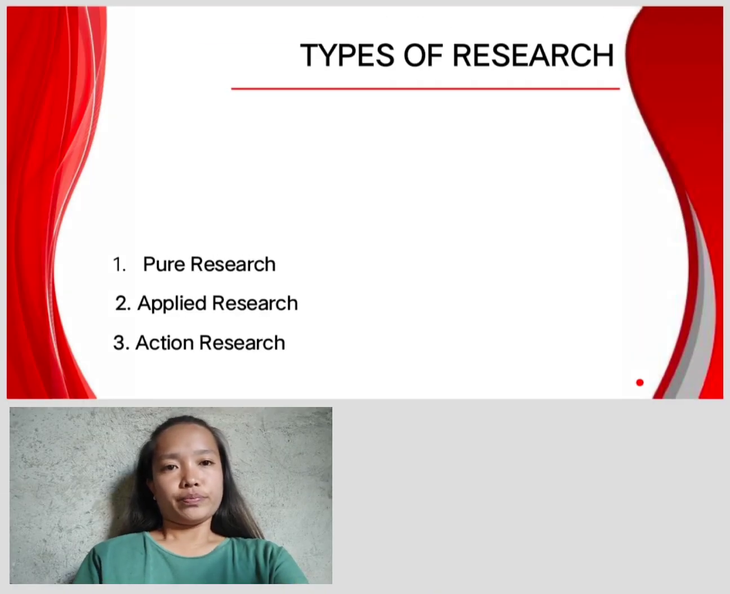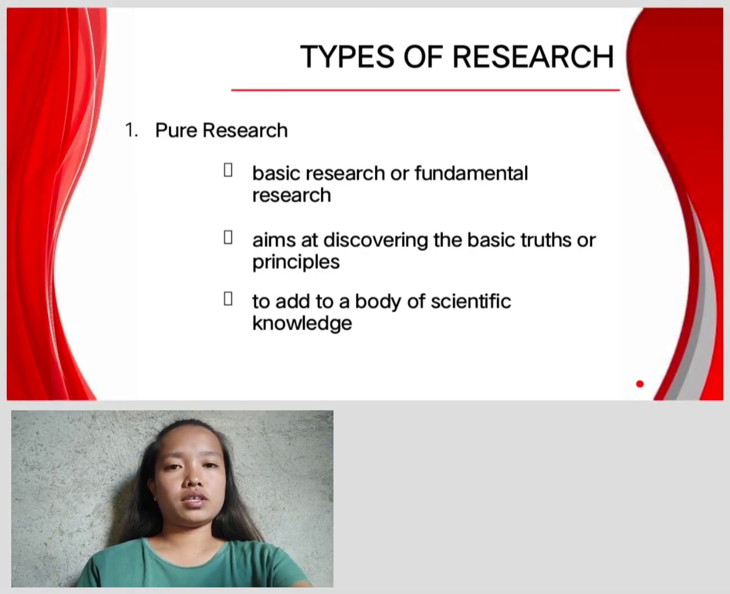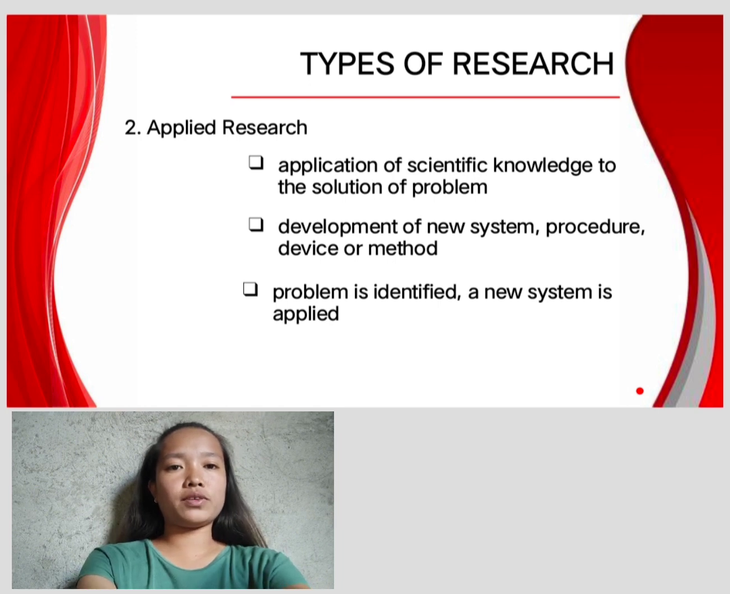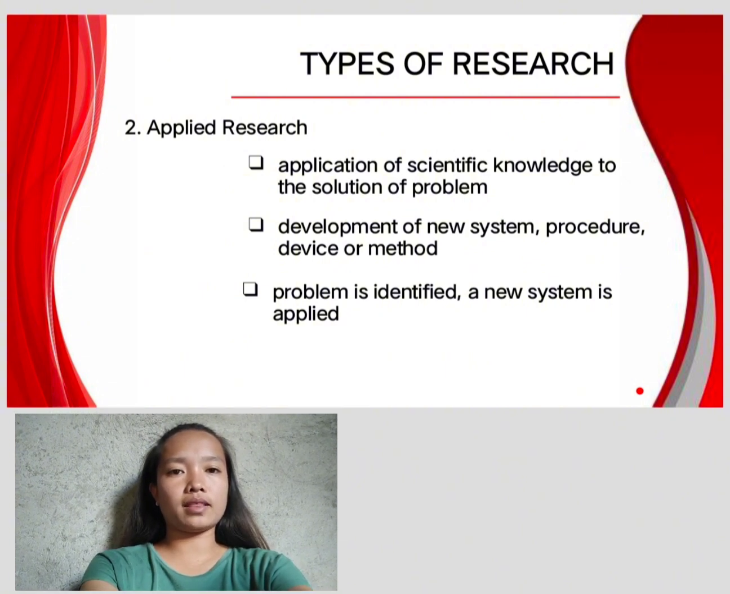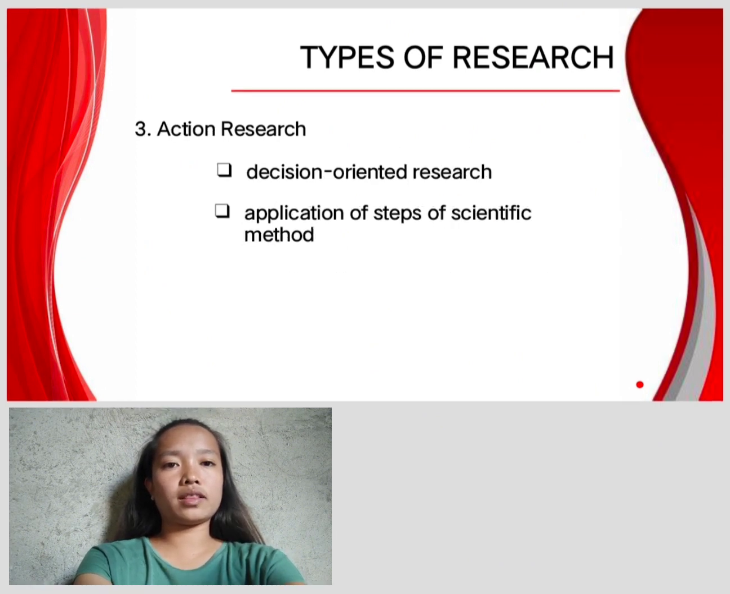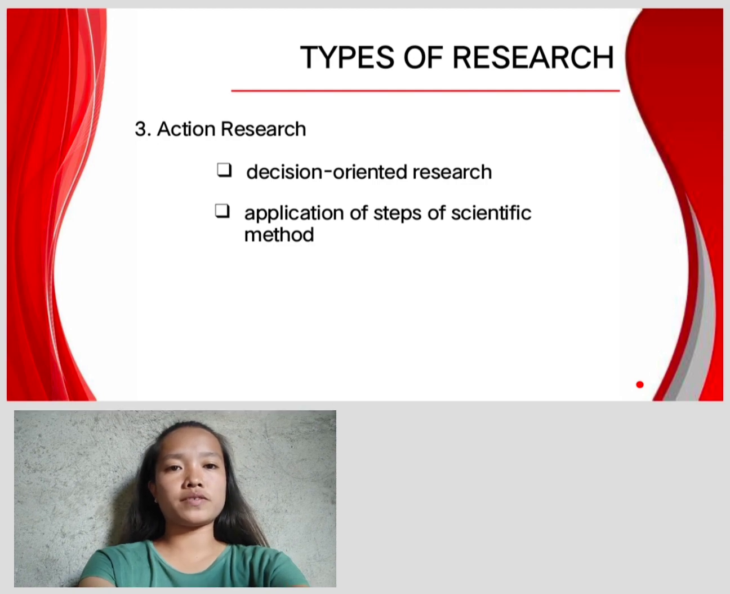Types of research. Pure research, applied research, and action research. Pure research is basic or fundamental research. It aims at discovering the basic truth or principles to add to a body of scientific knowledge. Applied research: application of scientific knowledge to the solution of a problem. Development of a new system, procedure, device or method. A problem is identified, a new system is applied. Action research: decision-oriented research. Application of steps of the scientific method.